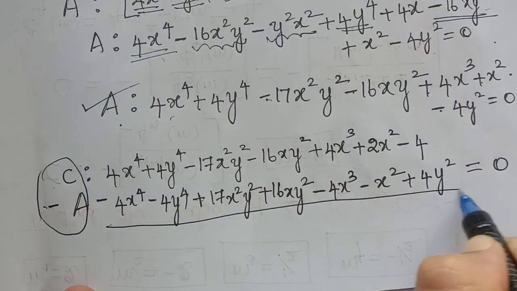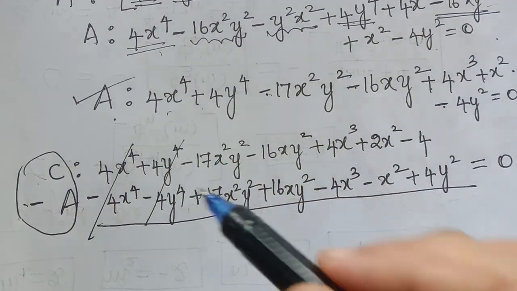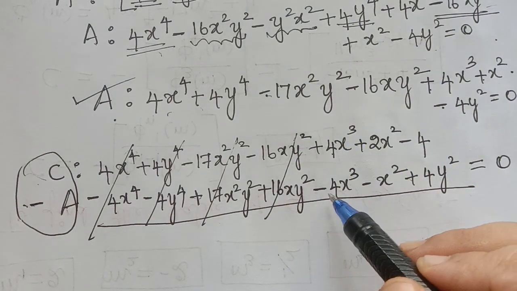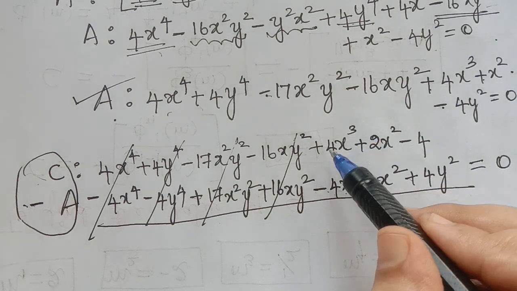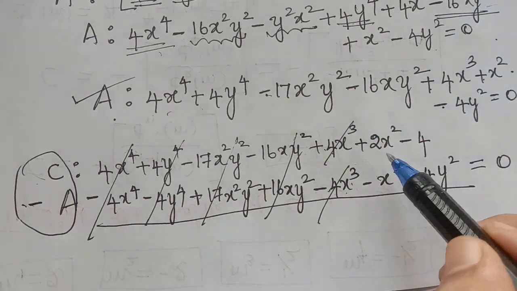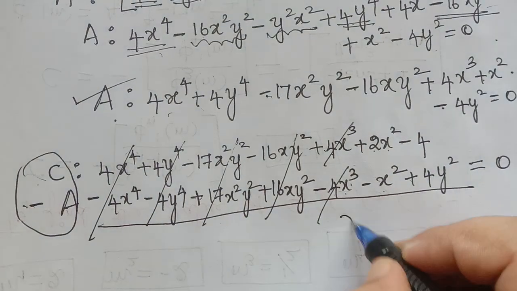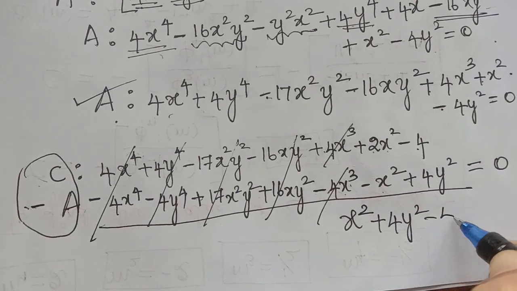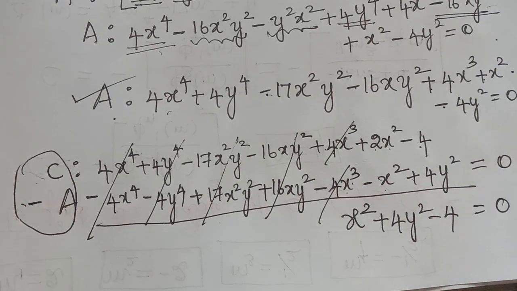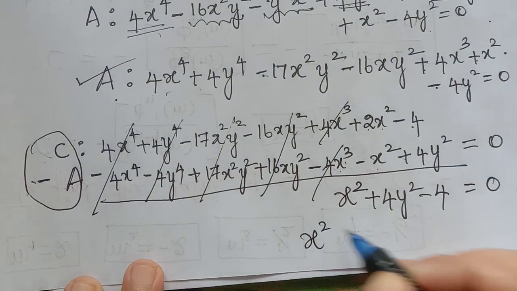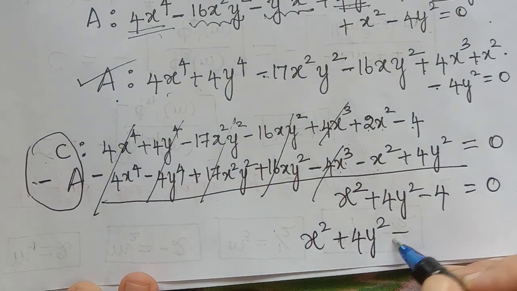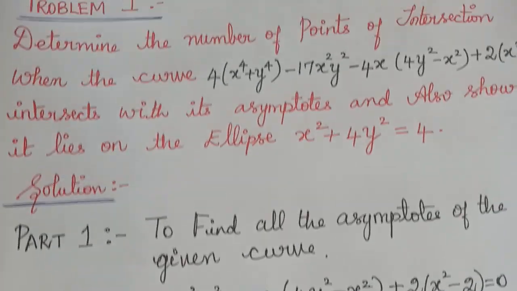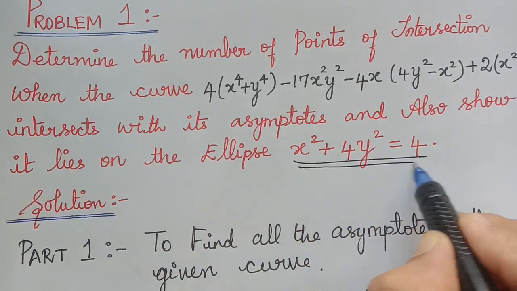So when you subtract it, we see that these two terms get cancelled. This also gets cancelled. This gets cancelled. This also gets cancelled. 4x cube minus 4x cube, plus and minus, so this also gets cancelled. And 2x square minus x square is x square. And then we have this plus 4y square minus 4 is equal to 0. So from this we get the equation to be x squared plus 4y square is equal to 4, which is the equation of the ellipse given in the question. That is, in the question, this is the equation that we have to prove. So we have proved this.